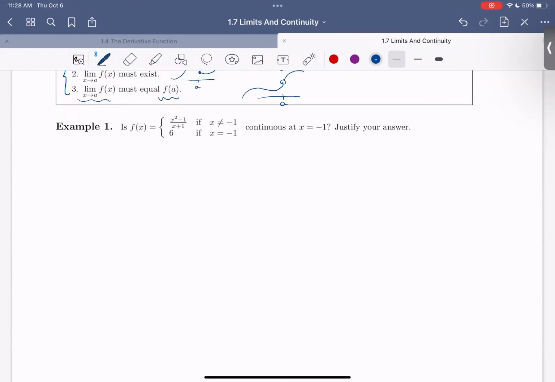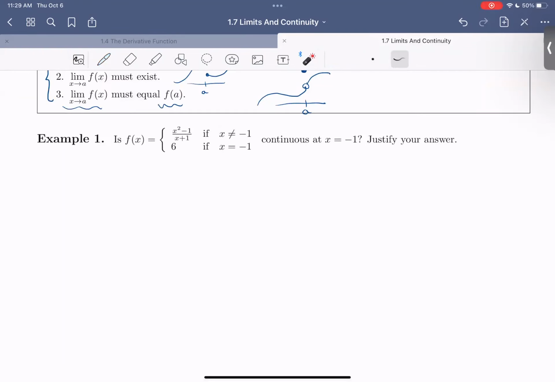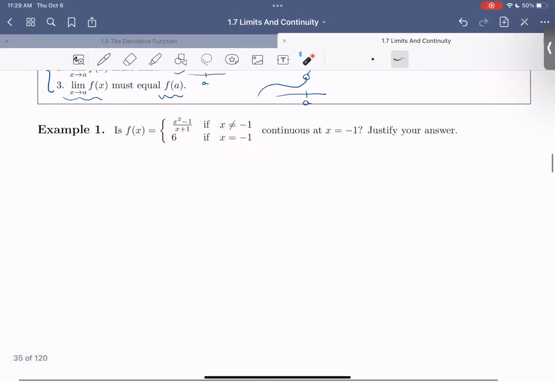In this video, we're going to look at example 1 from our notes on section 1.7 on limits and continuity. In example 1, we're asked, f of x is defined piecewise. On one chunk of our graph, it's defined as this output if x is not equal to -1 and is equal to 6 if x is equal to -1. Is this function continuous at x equals -1? Justify your answer.